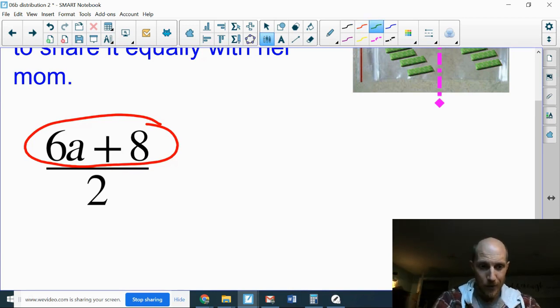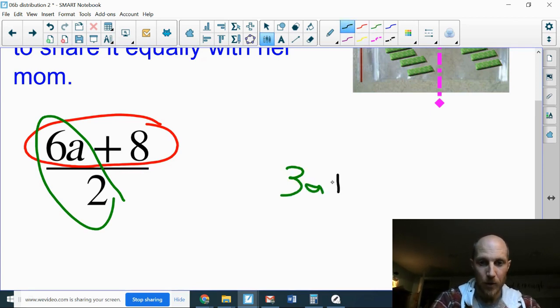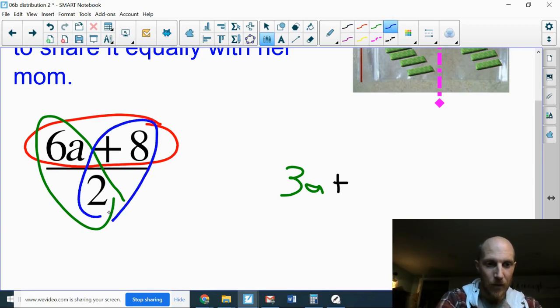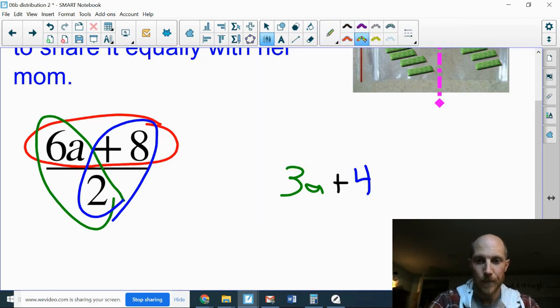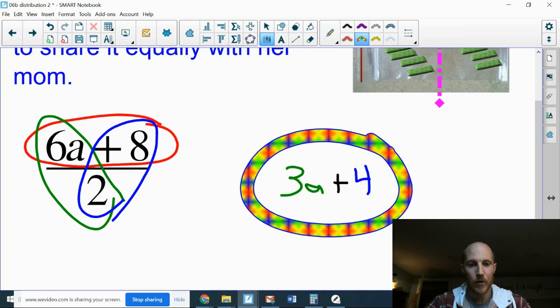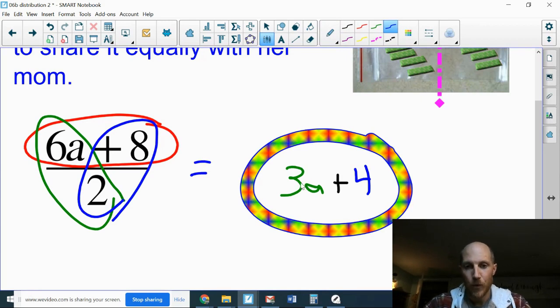Well, the way we do this is just divide each of the pieces by 2. Each term in that algebra expression has to be divided by 2. So the 6a gets divided by 2. 6a divided by 2 is 3a. And there's a plus sign, so I'm going to bring that plus down because I'm looking ahead. I know when I divide that positive 8 by 2, I'm going to get a positive number. So I get positive 4. And that is all there is to it. It's basically showing me what each person, Brandy and her mom, is going to get. They're going to get 3 packs and 4 individual sticks if they break this apart and share evenly.